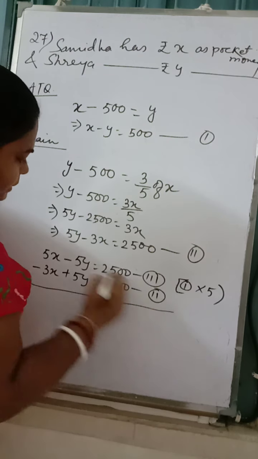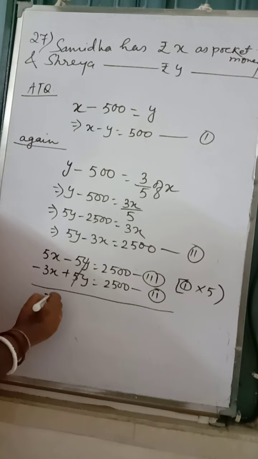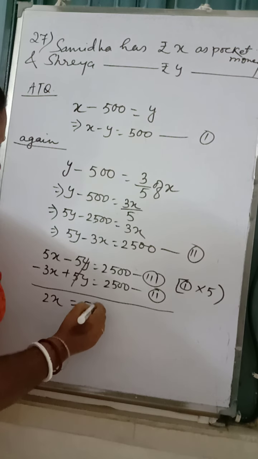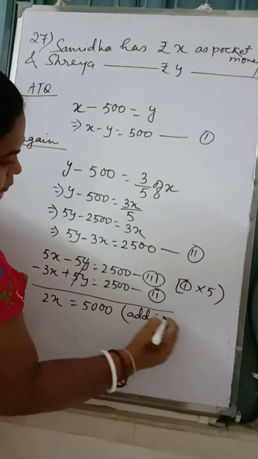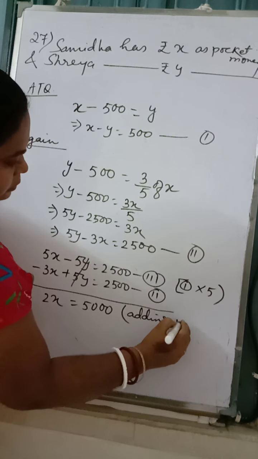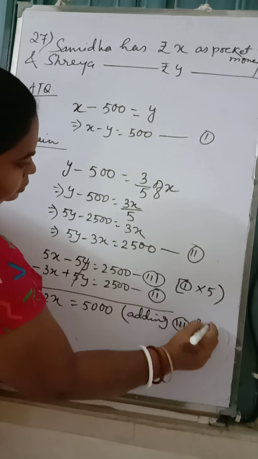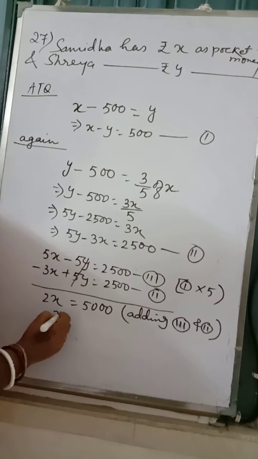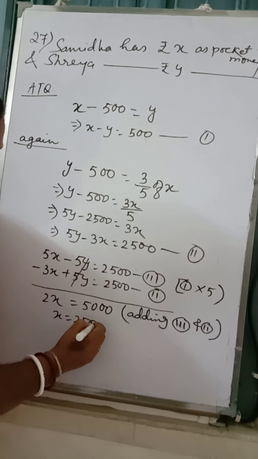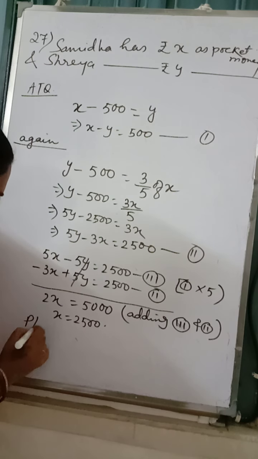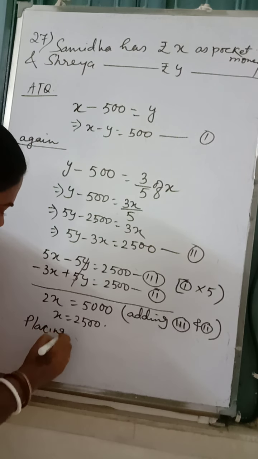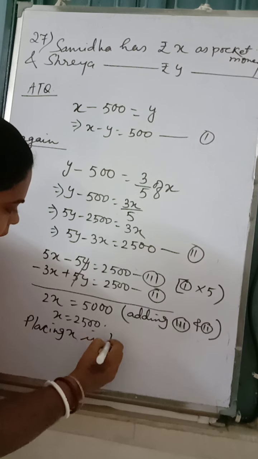Adding 3 and 2 because they have different signs, I am left with 2X is equal to 5000. So X is equal to 2500. Placing X in equation one.